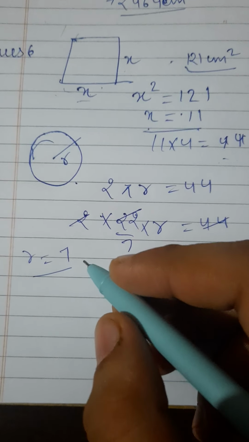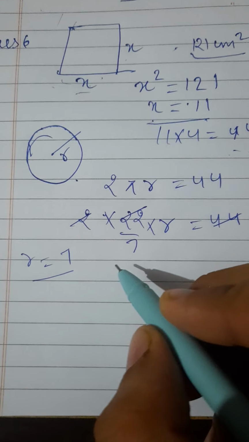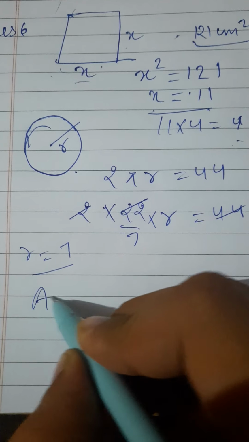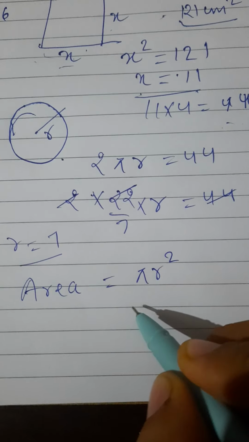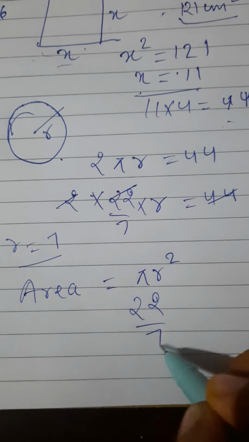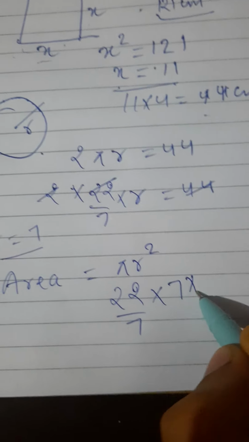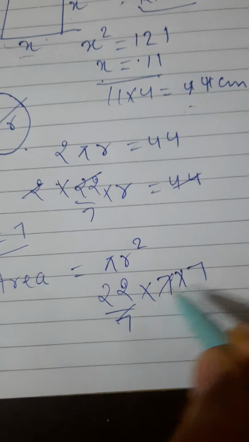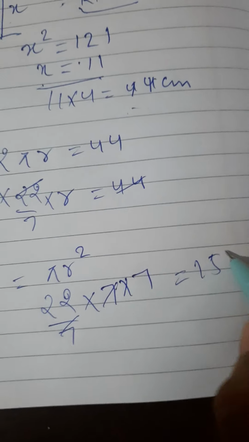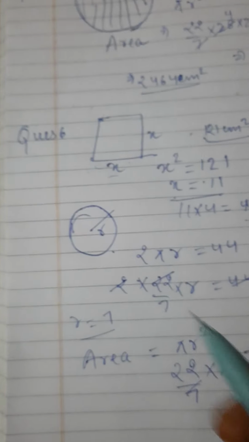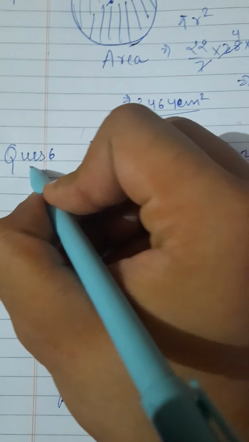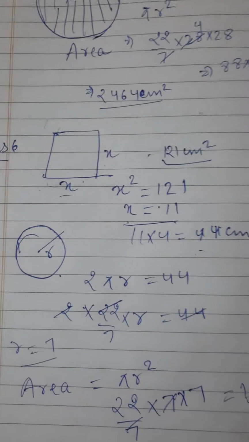Now as we have got the value of r as 7, we just need to find out the area of circle, which is pi r square. We can simply put the value of r here, which is 7. It will conclude to 154 centimeters square. This is the end of question number 6th. Now we are moving forward for question number 7th.